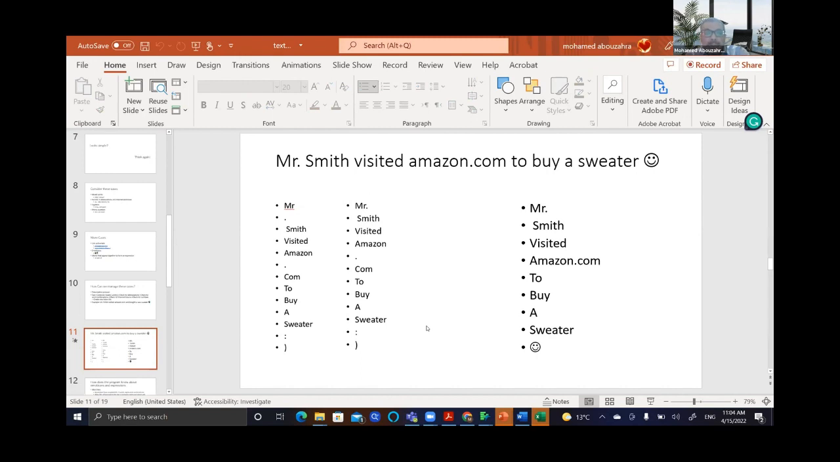internet names or internet tokens. So something like Amazon.com will be combined together into Amazon.com, and this colon and parentheses will be combined together into smiley face. So how does this happen? How does the parser know that Mr and dot form a token abbreviation, Mr.? And how does the parser understand that Amazon and dot and com together form one token?